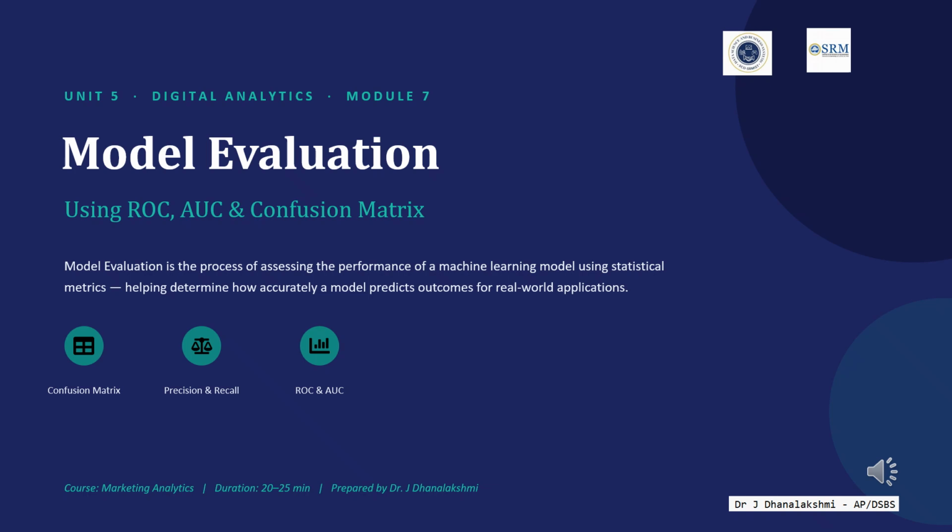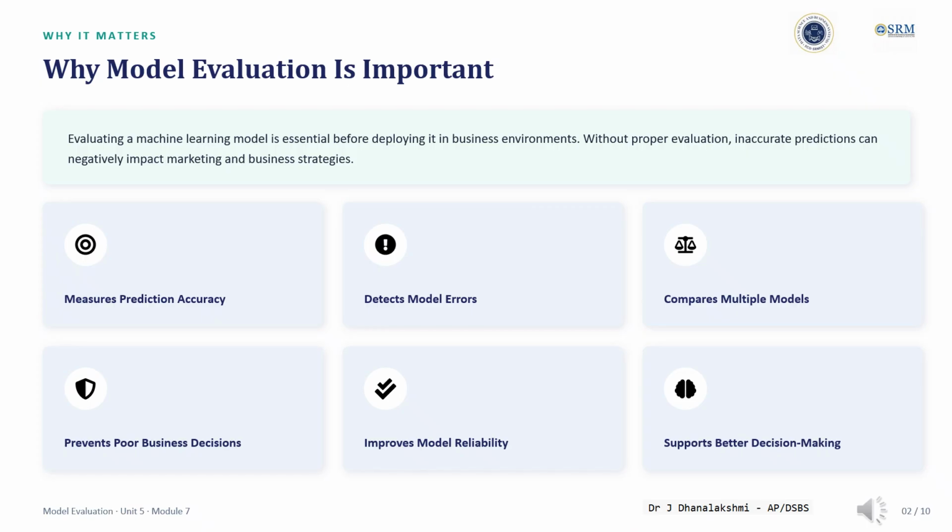decision-making. In marketing analytics, accurate models help organizations predict customer behavior, optimize campaigns, and improve business outcomes. This module introduces important evaluation techniques including the confusion matrix, accuracy, precision, recall, ROC curve, and area under the curve, commonly known as AUC. Before implementing a machine learning model in business, it is important to evaluate its performance thoroughly.